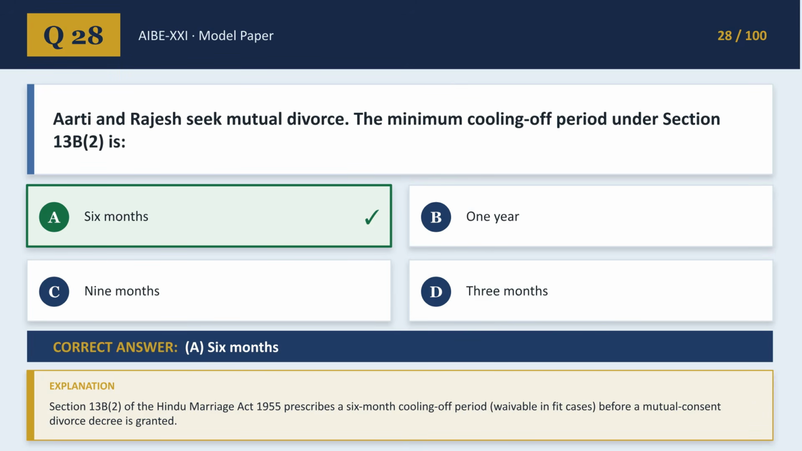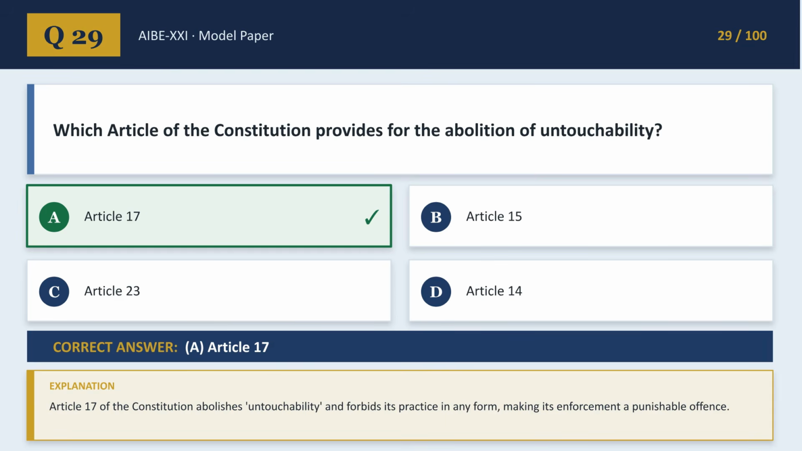Question 28 concerns the minimum cooling-off period for mutual divorce under Section 13B(2) of the Hindu Marriage Act. The correct answer is A, 6 months, although this period may be waived in appropriate cases. Question 29. Which article of the Constitution provides for the abolition of untouchability? The correct answer is A, Article 17, which forbids its practice and makes its enforcement a punishable offense.